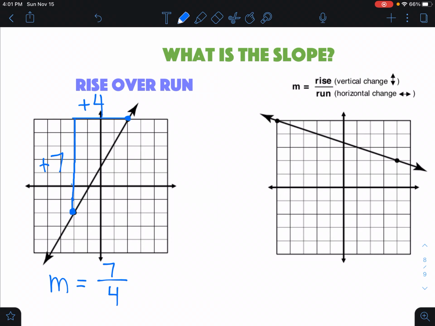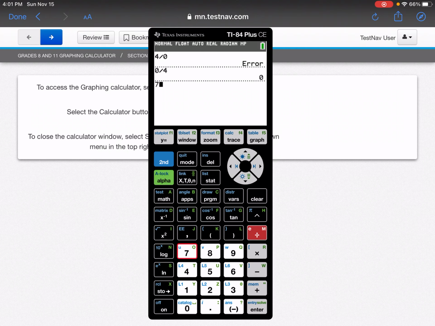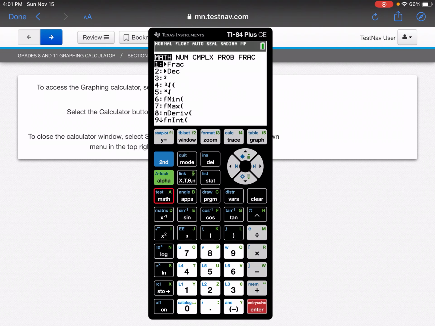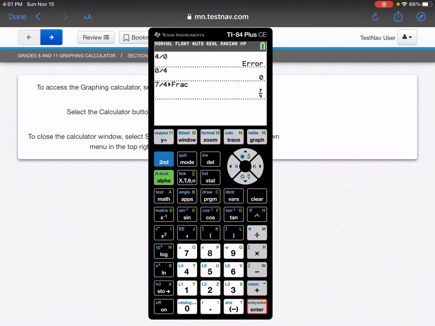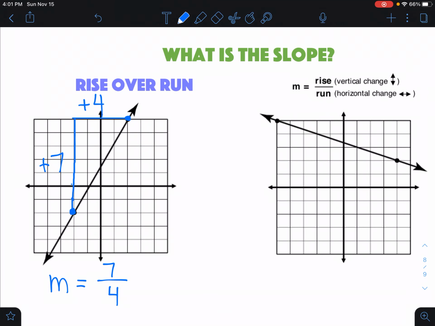Okay, and then you want to type this into your calculator like we showed you, to make sure that that's reduced. So you would go 7 divided by 4, math, frac, we get 7/4. That's already reduced. So we're good. So this is my answer. Simple and reduced. Make sure it's always simplified. That's super important. Okay, let's try another one.